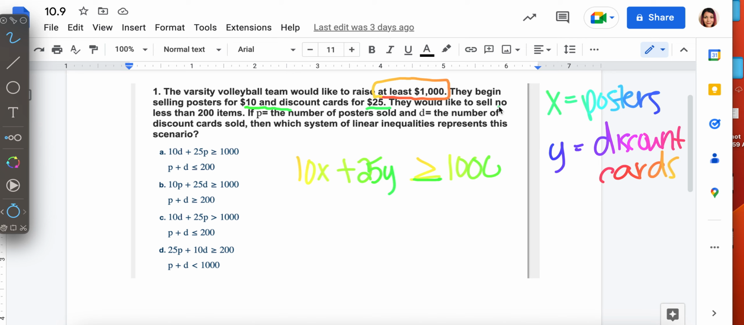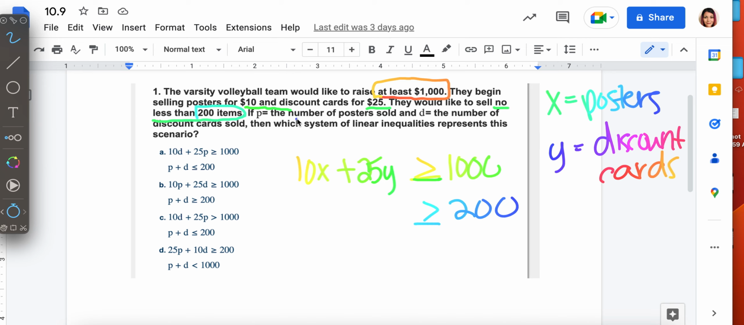They would like to sell no less than 200 items. So they want to sell 200 items or greater. So again, greater than or equal to 200. No less than 200 items, so that 200 is included.